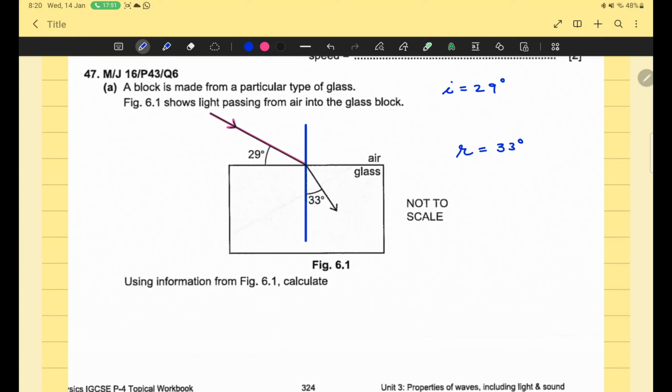But your answer is wrong because the angle is measured with the normal. This 29-degree angle is with the boundary, so this is not angle I. Angle I is the angle subtended by the ray with the normal, and with the normal, this angle is 61 degrees. So this is not 29.